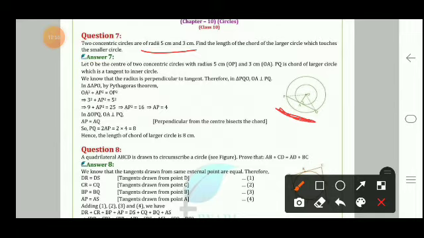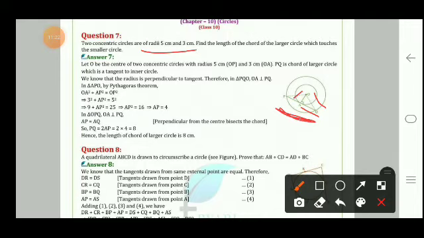Now we know that the radius is perpendicular to the tangent, so this angle is 90 degrees. Therefore we can say here OA is perpendicular to PQ. Now using the Pythagoras theorem, this is given 5, this is given 3, so we can easily find the length of AQ, or AP, whatsoever we find, no problem. So length of AP or AQ is coming here 4.